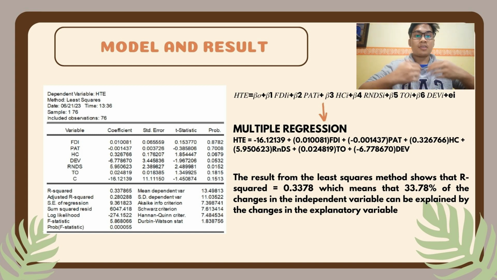After constructing the regression equation model and running it in EViews, we managed to get the prior results, which are beta 1 equals 0.010, beta 2 equals 0.327, beta 3 equals negative 0.001, beta 4 equals 5.951, beta 5 equals 0.025, and lastly, beta 6 equals negative 6.779.